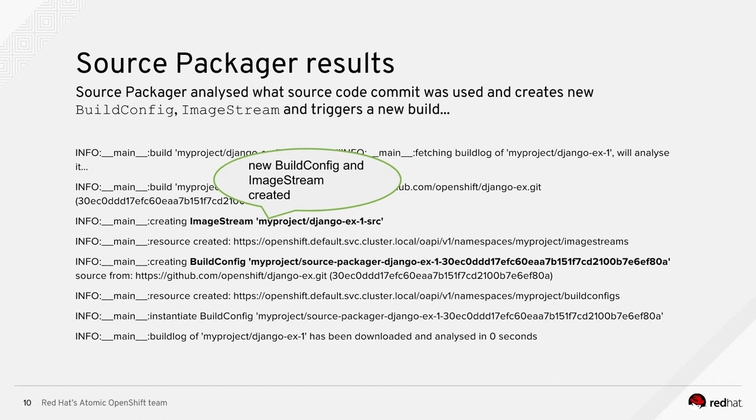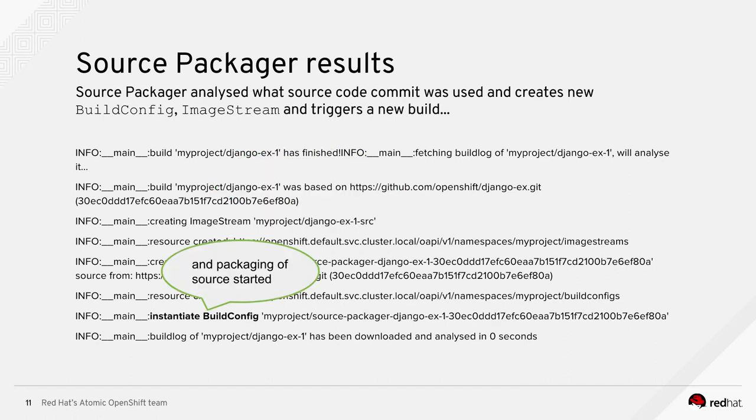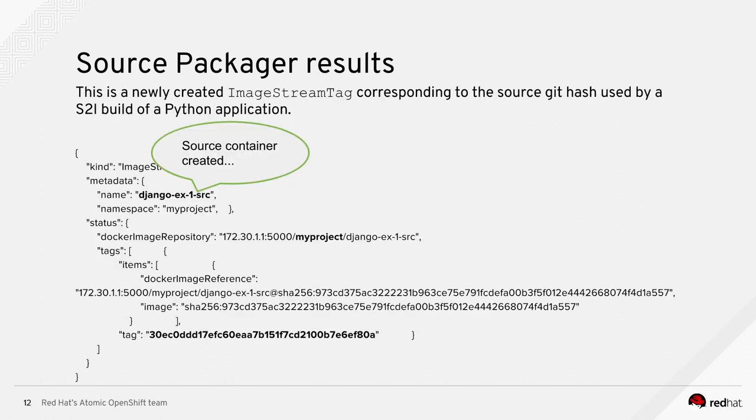Next, it will create the image stream to hold the resulting source container, and it will create the build config to create that source container, and it will kick off the build config, and this will redo the steps from the Python source to image and will package up all the source for this Django application. For now, source packager only can understand Python, we can extend it to understand all the Go language, all the PHP or Perl stuff that you have running on your OpenShift.